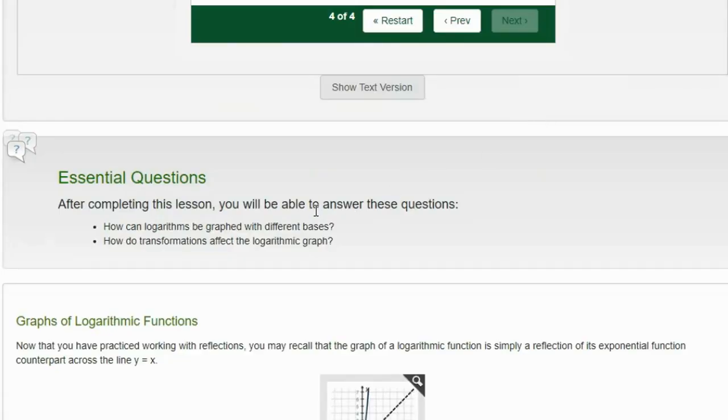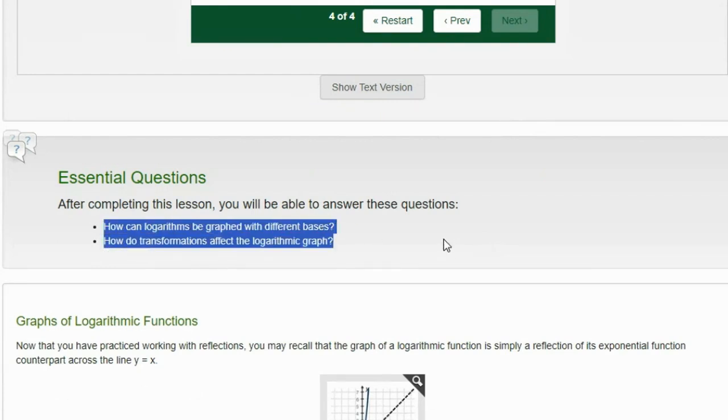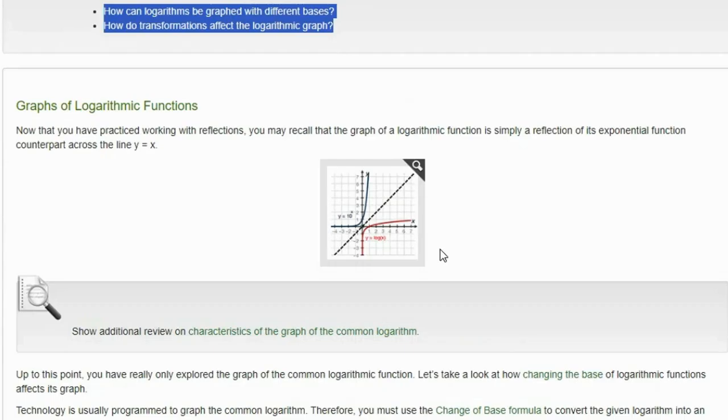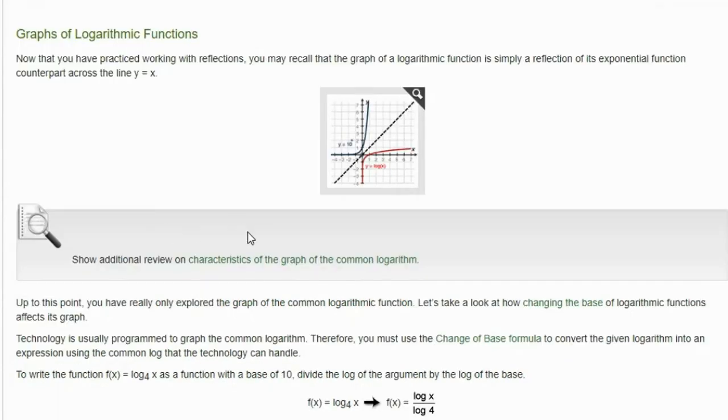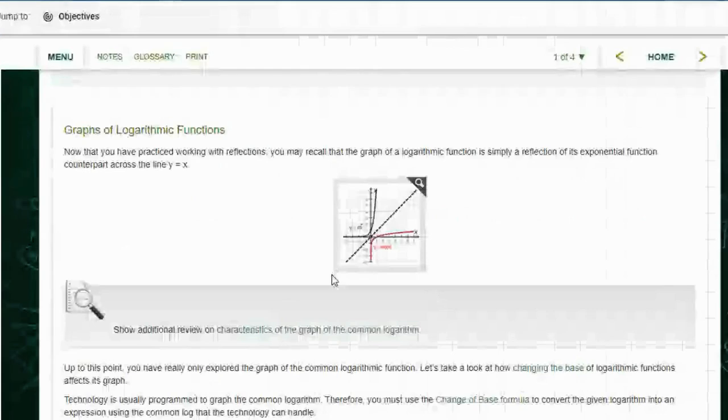So for this lesson, we're going to be able to answer these questions. How can logarithms be graphed with different bases? And how do transformations affect the log graph? So, graphs of logarithmic functions. Now that we've practiced working with reflections, we may recall that the graph of a log function is just a reflection of its exponential function counterpart across the line y equals x. So let's look at that on Desmos because it's a bigger graph than the little ones they give in the lesson here.